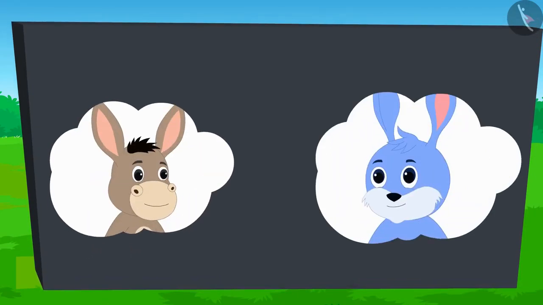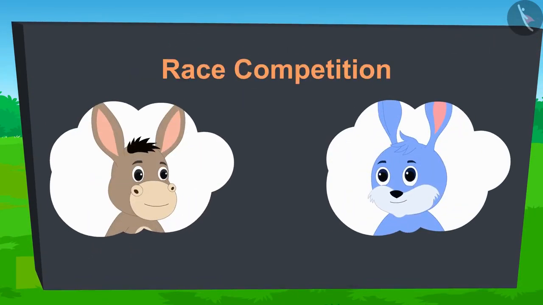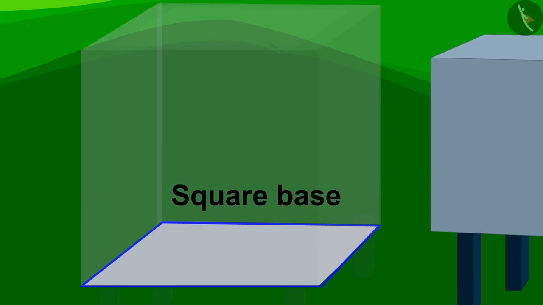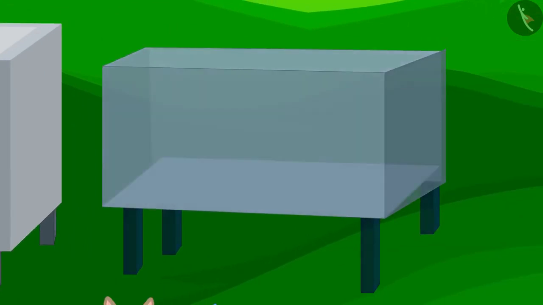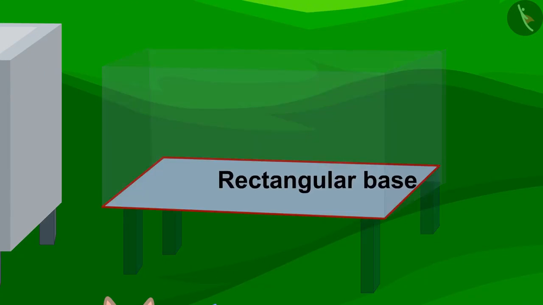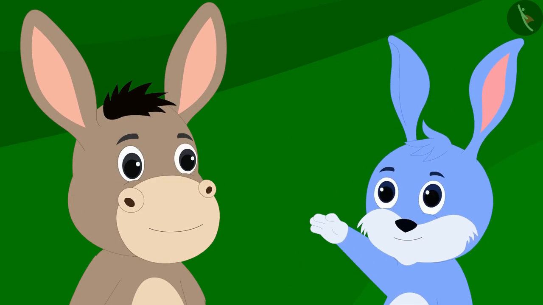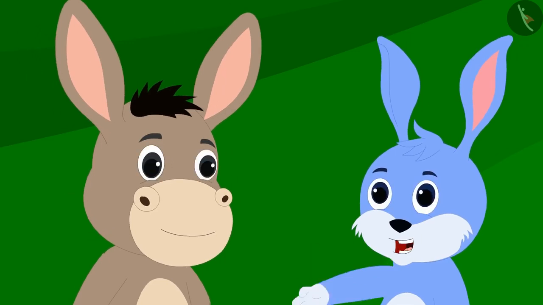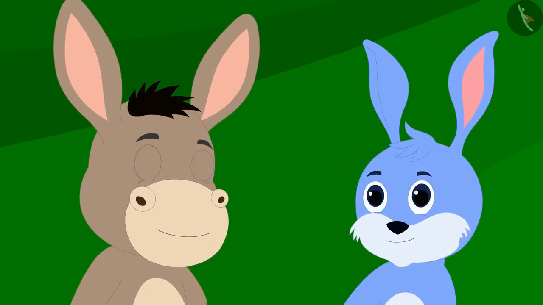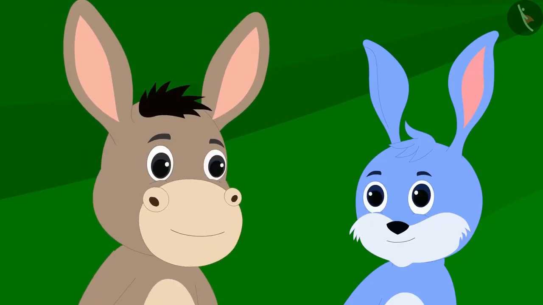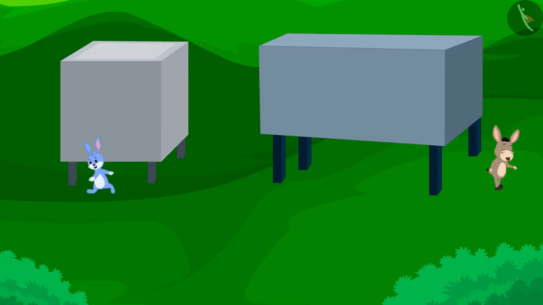Both Bhola and Bunny have taken part in a race. Bhola, I will run 1 round around this square-shaped tank. And you will run 1 round around this rectangle-shaped tank. Whoever completes 1 round of this tank first will win. Bunny told Bhola. Bhola agreed and the competition started.